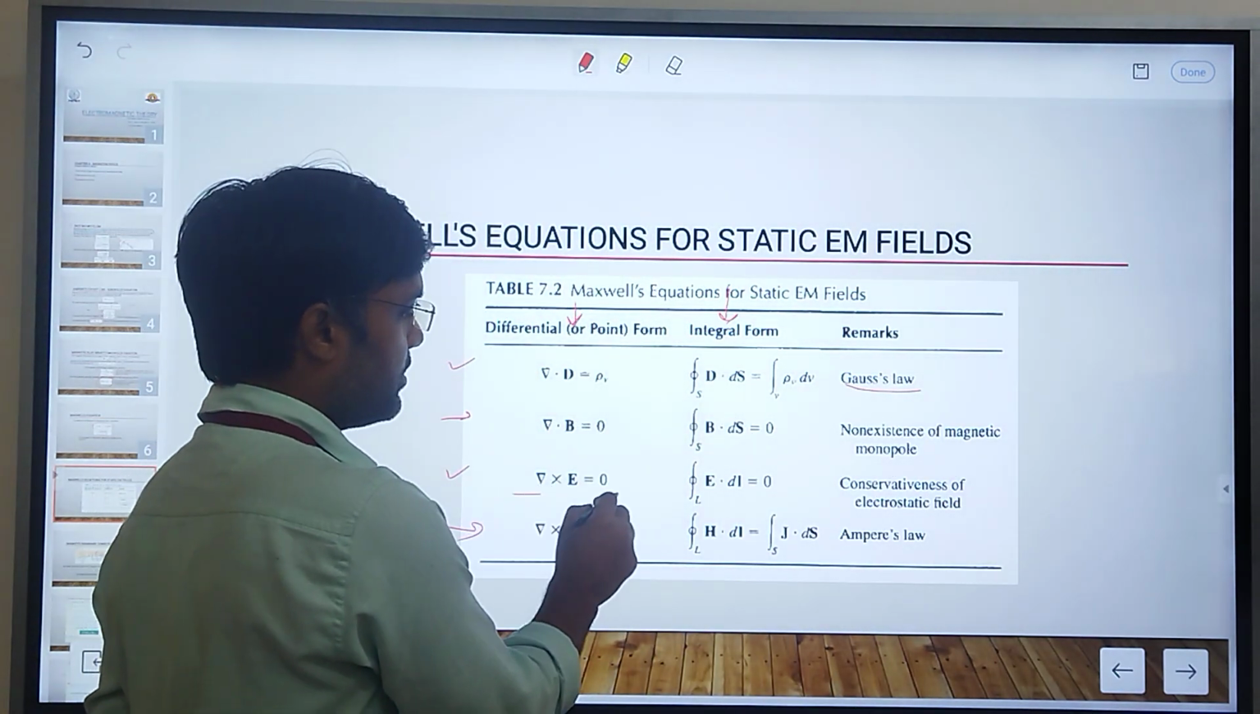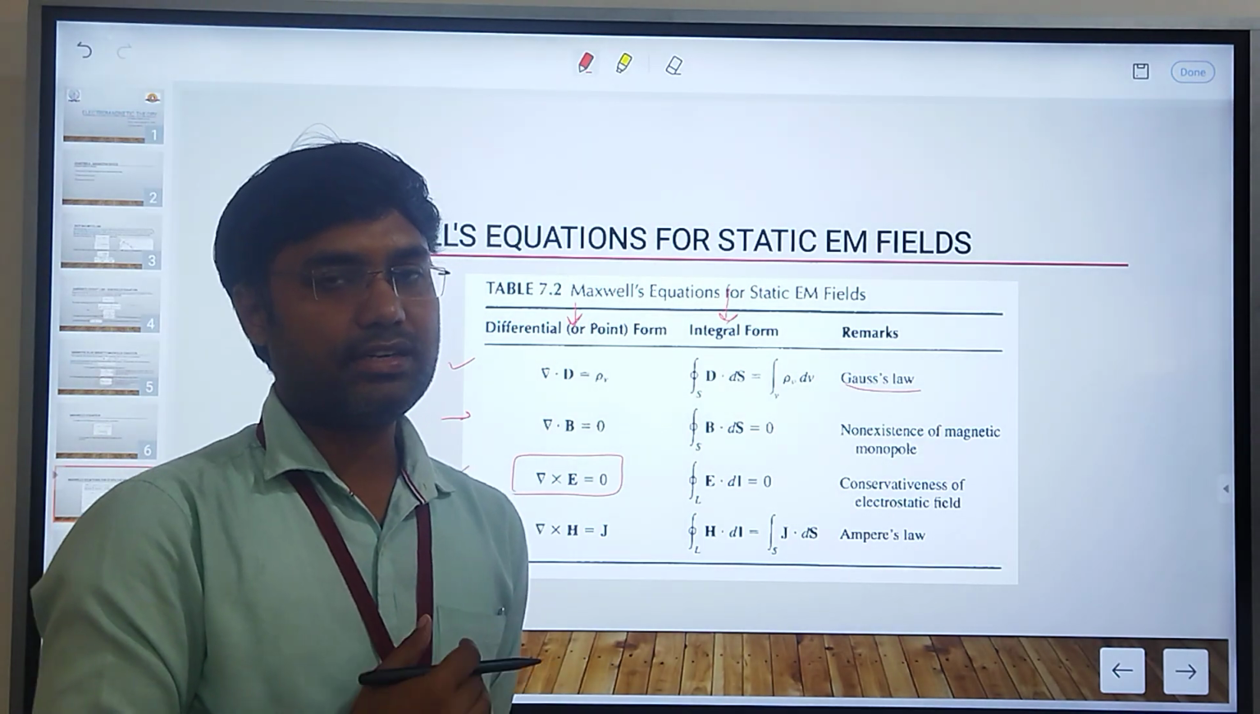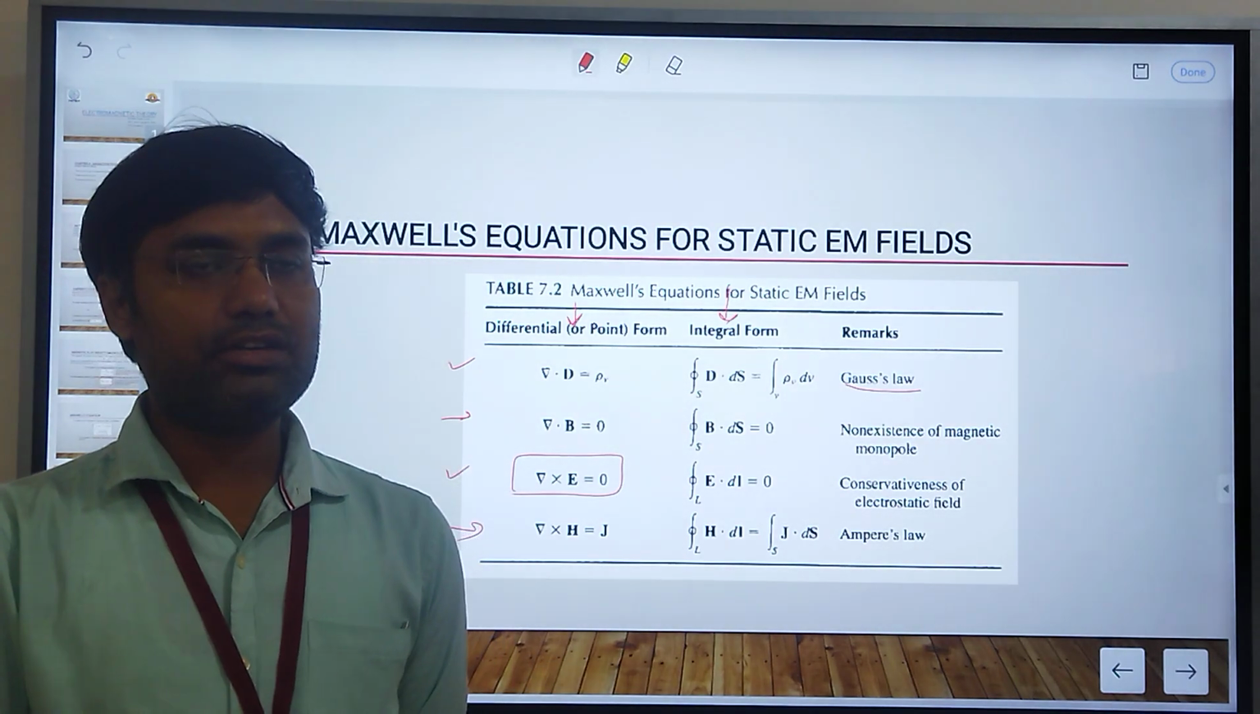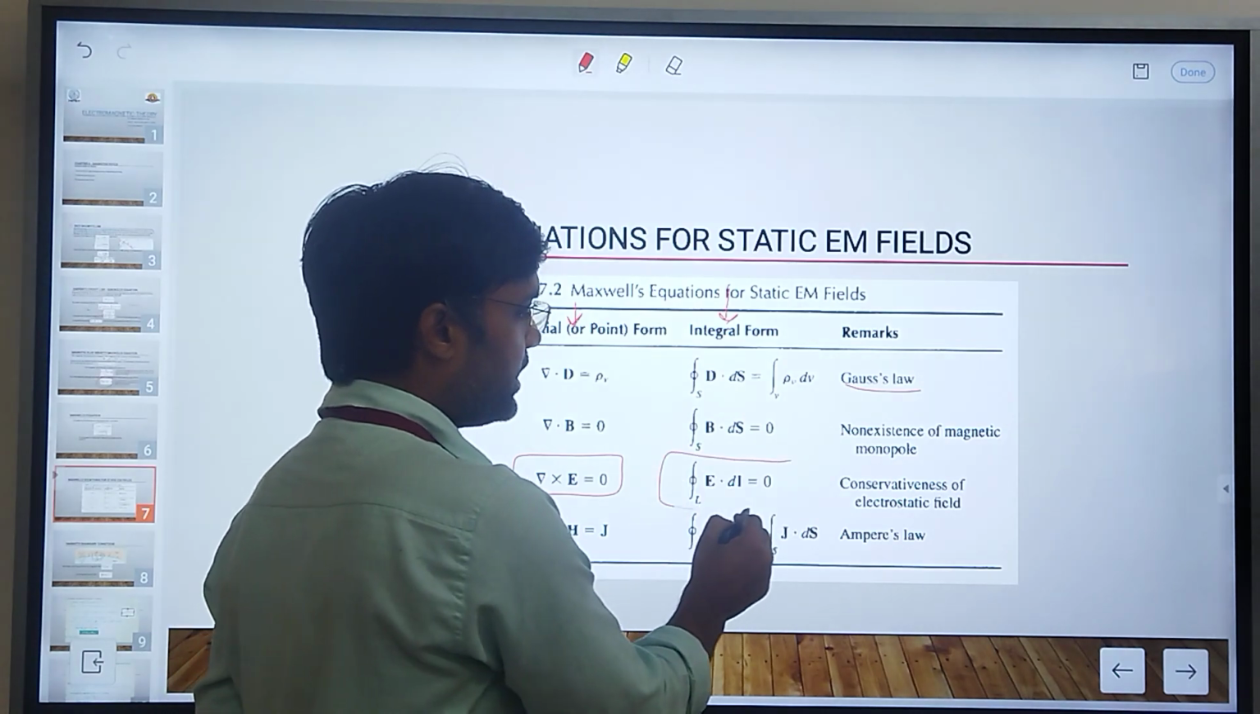The third equation represents the conservativeness of the electric field. That means the curl of E equals 0. This is the line integral of E dot dl equal to 0.